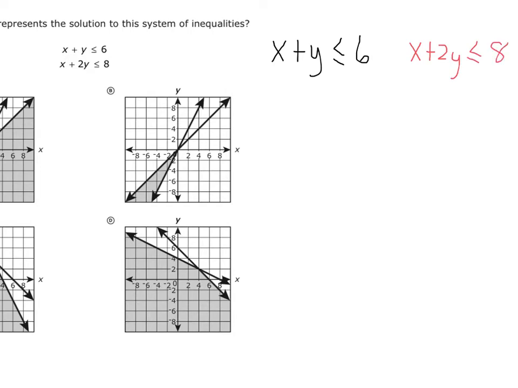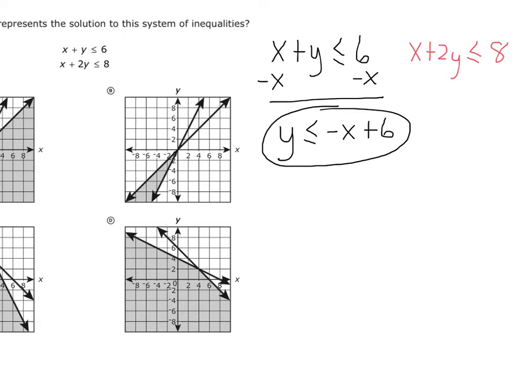And so on both of these, I need to work to get what by itself? Okay, so on the first one, to get y by itself, what do I need to do? Subtract x from both sides is correct. And so I have y is less than or equal to negative x plus 6. Good. So that is one equation we're going to graph, right? Now let's graph the other one. Get the other one where y is by itself.